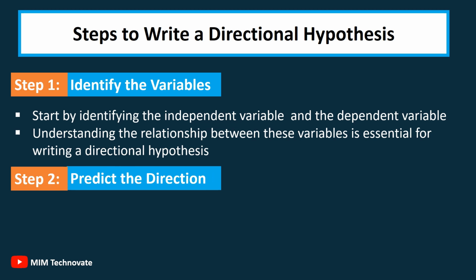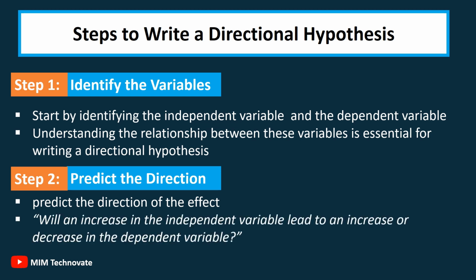Step 2. Predict the direction. Based on your understanding of the relationship between the variables, predict the direction of the effect. Like we can say, will an increase in the independent variable lead to an increase or decrease in the dependent variable? Be specific in your prediction.